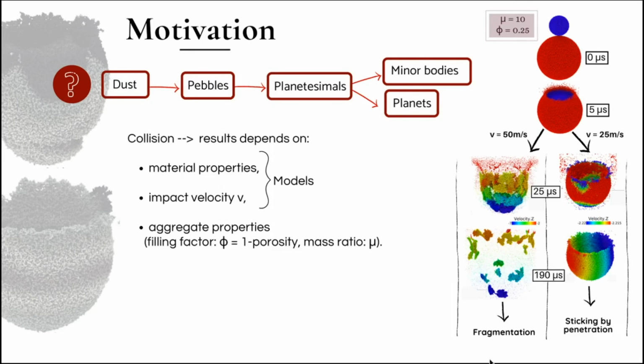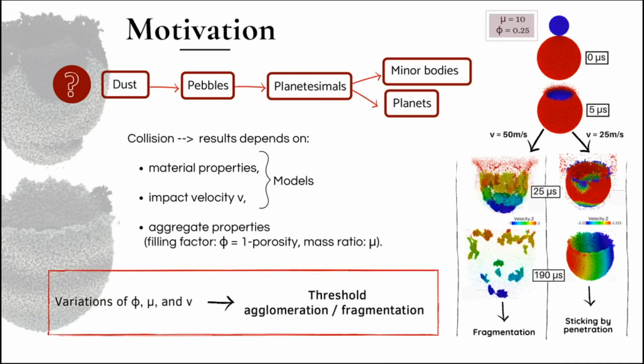Here you can see a total fragmentation of the target, in opposition to this case where there is a craterization and adhesion of the projectile to the target, with a few particles ejected during the process, generally called SP or sticking by penetration. We study how variation in the impact velocity but also in the porosity and the mass ratio between the aggregates affect the results of the collision. Also, we are interested in the threshold values that separate agglomeration from fragmentation.